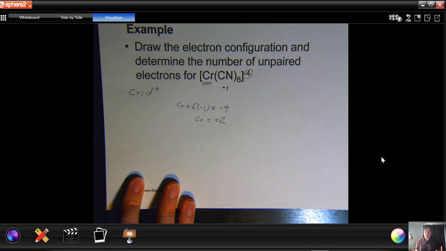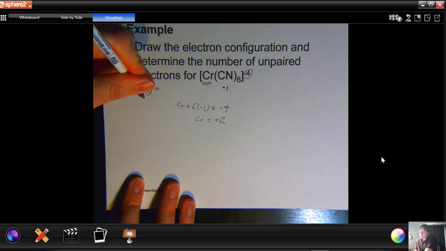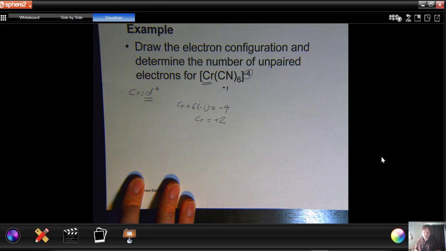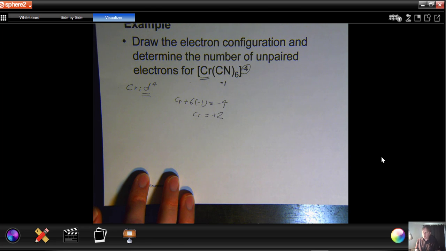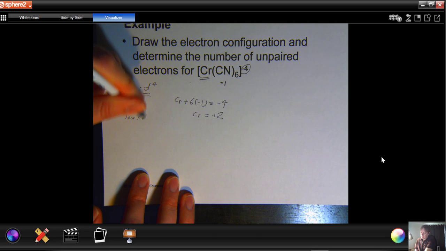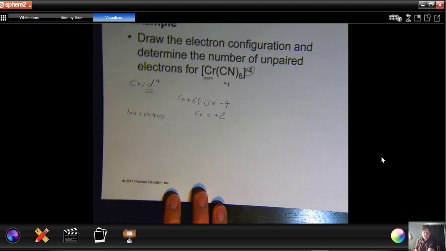from its starting amount. So the first 2 it loses are the s electrons. So it doesn't actually lose any of the d. So it is still going to be a d4 in this case, because it lost the s electrons first. Okay, so we'll go ahead and write that down. So we start with a d4, okay?